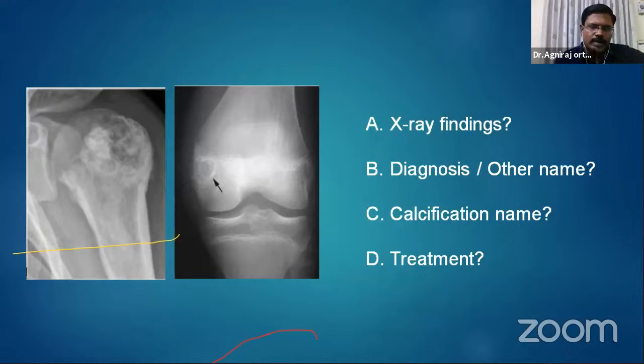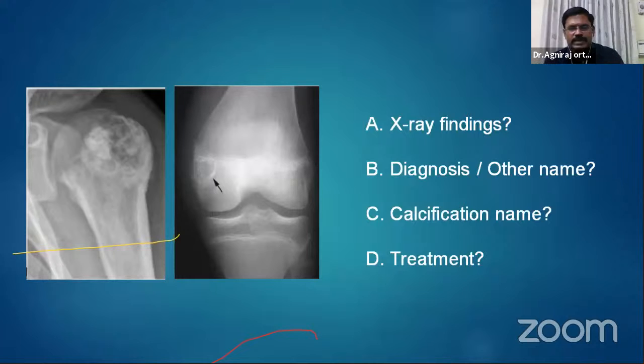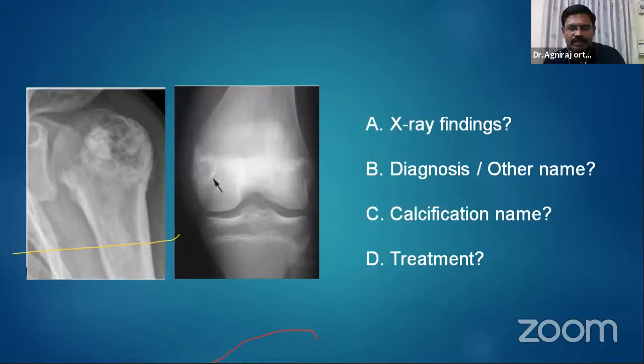Okay. What is the other name for chondroblastoma? Anybody? Codman's tumor. Yes, it is called Codman's tumor, first diagnosed by Codman. What is the special name of the calcification in Codman's tumor? Cobblestone or chicken wire calcification. Yes, it is called chicken wire calcification. Chicken wire calcification is nothing but the chondroid matrix with pericellular calcification.